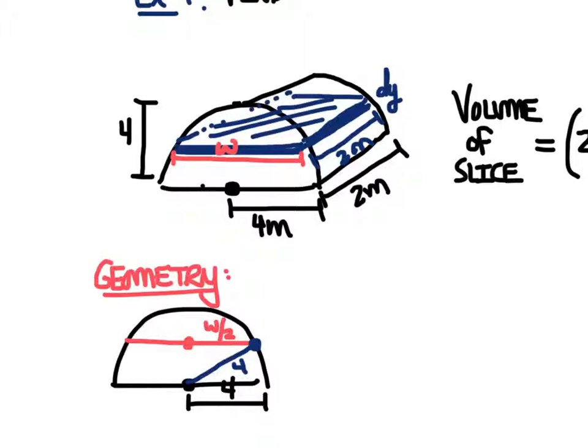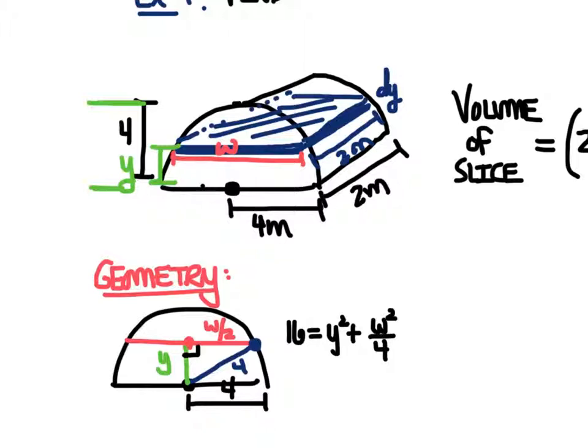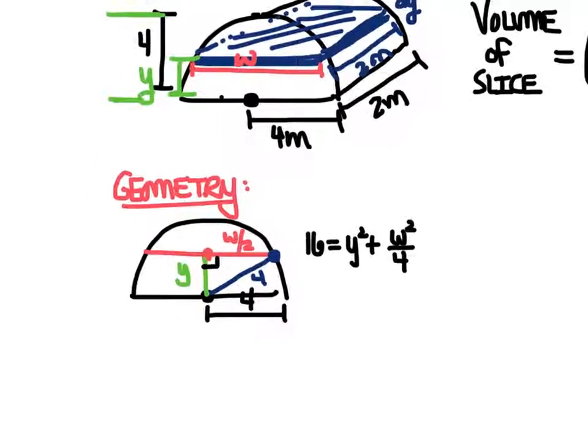Now back on the original diagram, let's do this in green. The height of my slice is what we're going to call our variable y. So y starts down here and ends way up here, and at the intermediate point it'll be y. Therefore on my geometric figure, this will be y. We've created a little right triangle, and we can use the Pythagorean theorem: 4 squared, which is 16, equals y squared plus (w over 2) squared, which is w squared over 4. We can solve this for w.